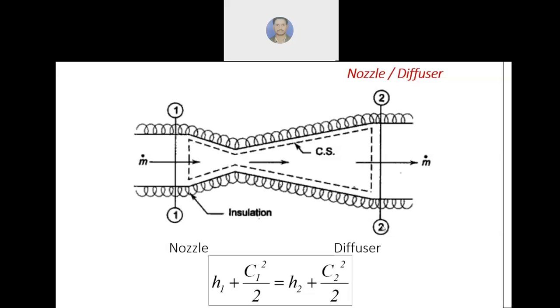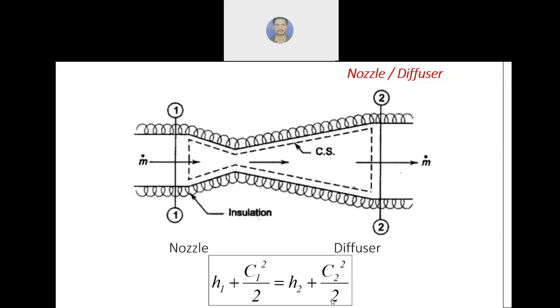Here this wiring system, I told you, is insulation, means heat transfer is 0, and there is no shaft. I told you nozzle and diffuser are neither energy absorbing nor power producing, means work transfer is also 0. Heat transfer and work transfer are 0. Keep this in the steady flow energy equation, and you are left with h1 plus c1 square by 2 equals h2 plus c2 square by 2.